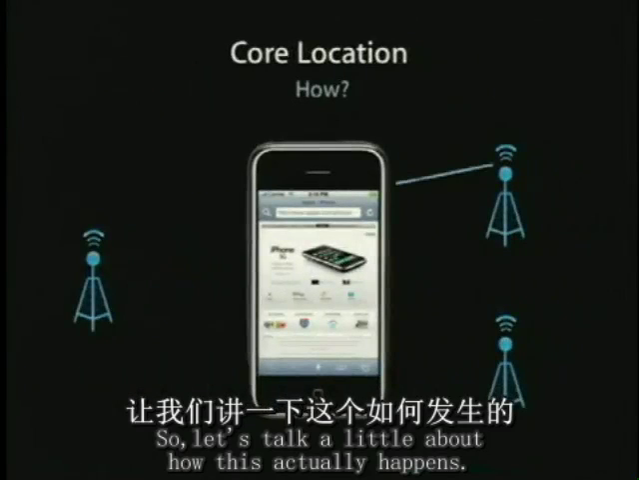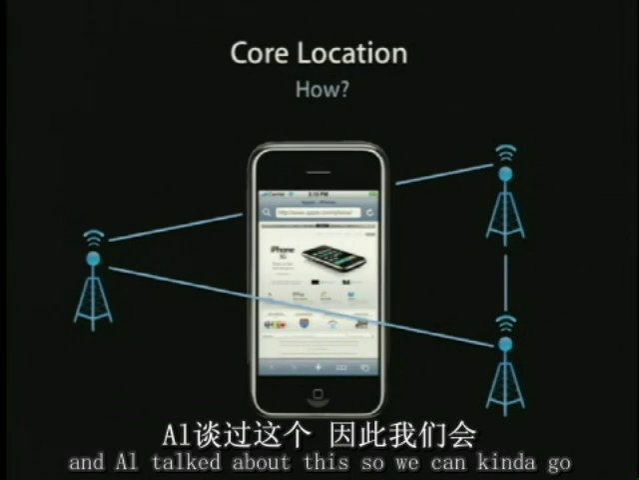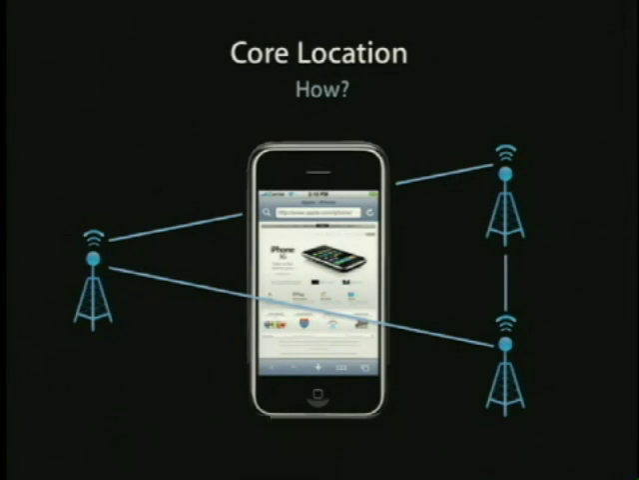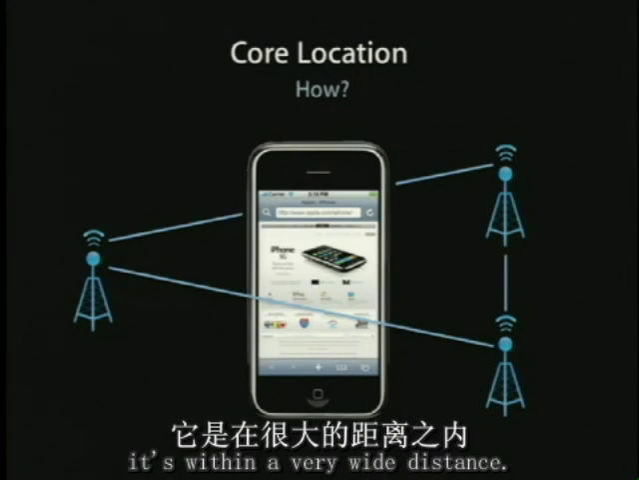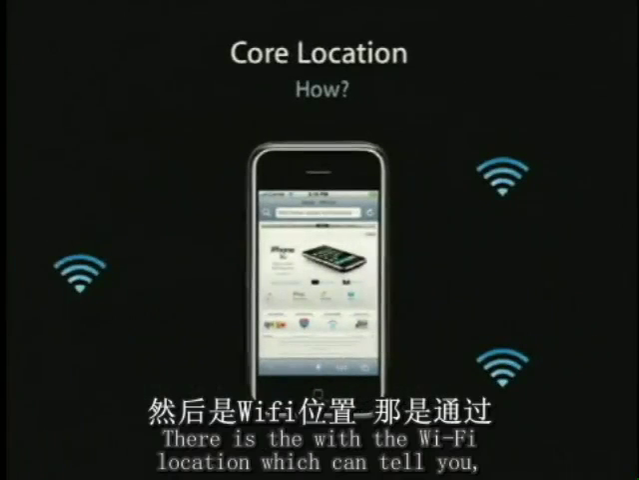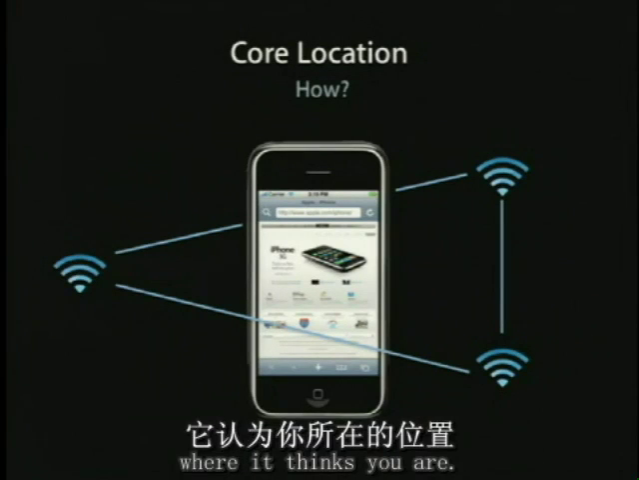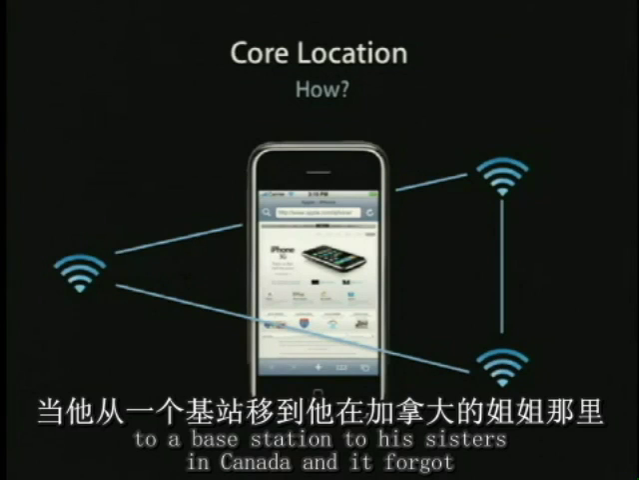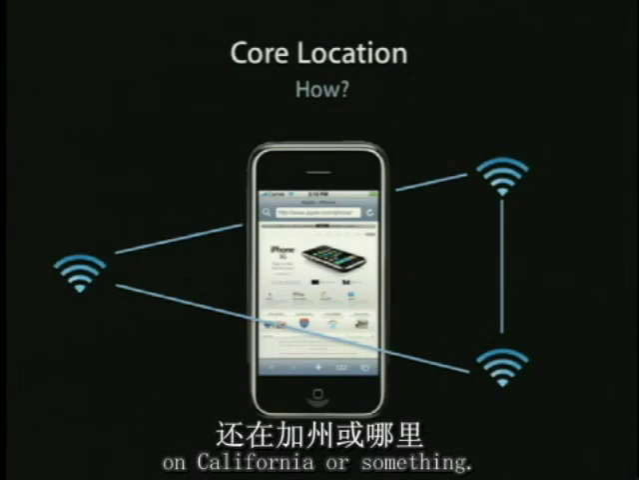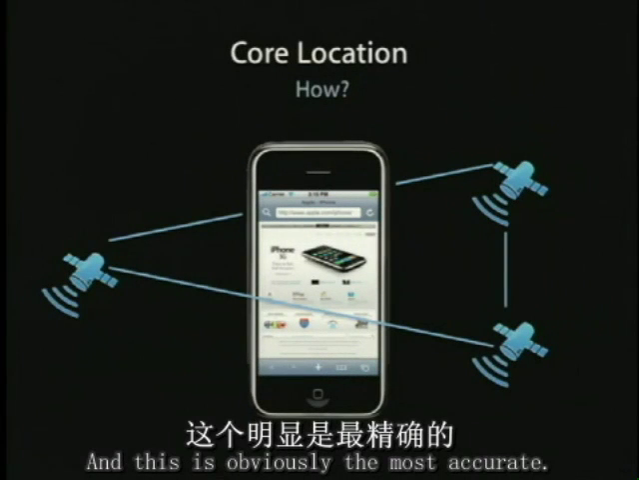There are three main methods for tracking location, and Al talked about this, so I'm going to go over it real quickly. There's the cellular network location, which is a very broad way of finding location. It's not very accurate. There's the Wi-Fi location, which can tell you based on what hotspots you're close to where it thinks you are. Al talked about some of the issues with that when he moved to his sister's in Canada, and it forgot where he was and thought he was still in California. And then finally, there's the GPS, which is obviously the most accurate.